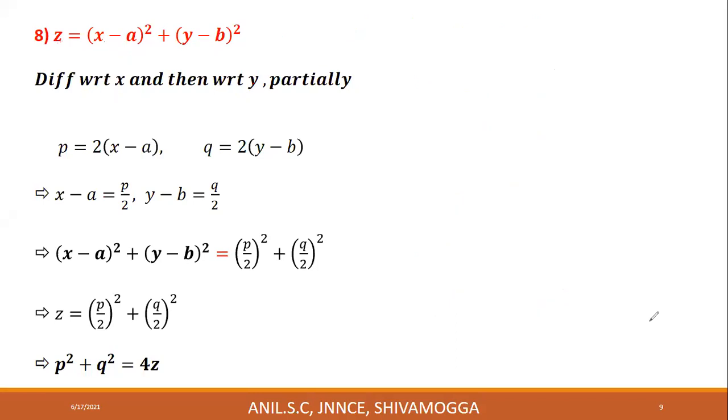Now substitute these two results in the given equation. The resultant will be a partial differential equation. z = (x − a)². x − a is p/2, therefore (x − a)² is p²/4, plus (y − b)². y − b is equal to q/2, therefore (y − b)² is q²/4. Or this can be written as p² + q² = 4z.